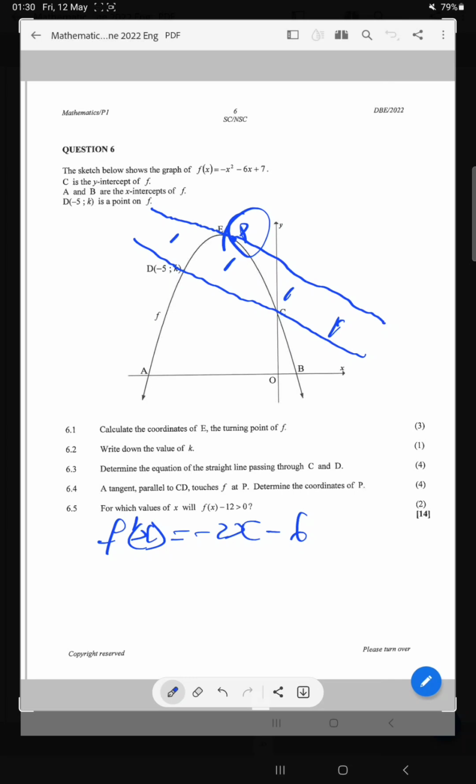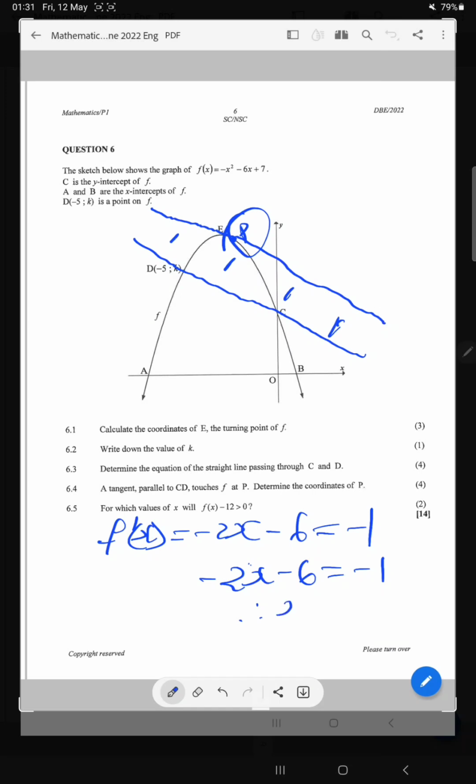Therefore, the moment you say f'(x), you are saying now, at that point, or the rate of change, therefore, is going to be minus 1. So we're going to have the equation minus 2x plus 6 equals minus 1.